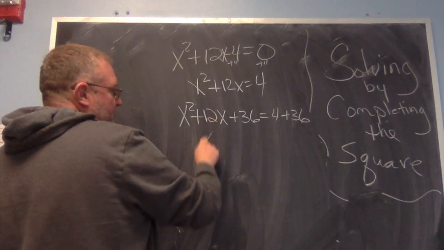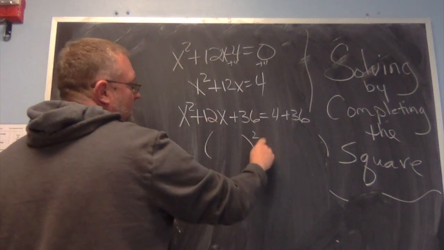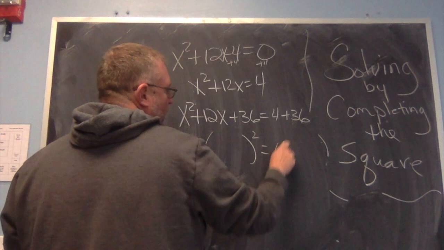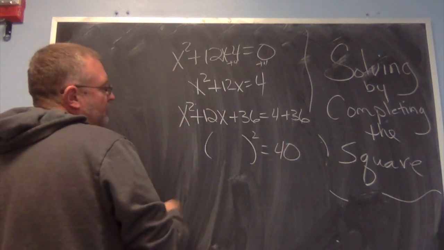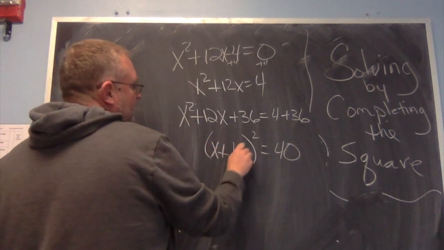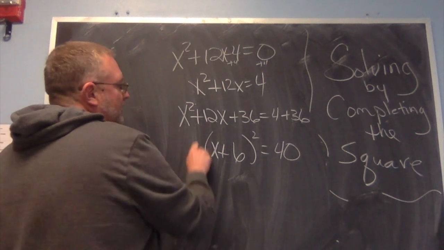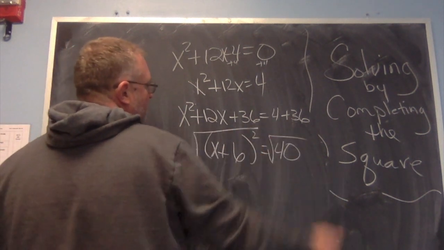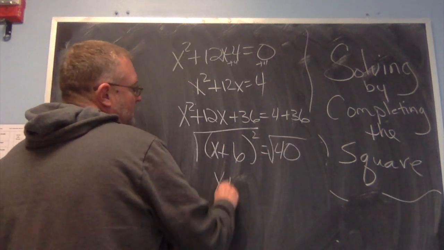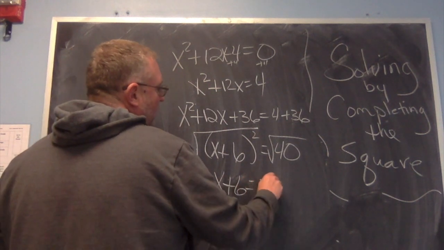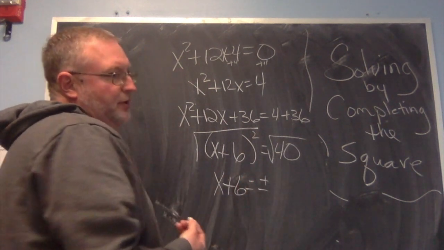Now I'm going to find the perfect square of this. And 4 plus 36 is 40. The perfect square of this is x plus 6. Now I got to find the square root of that, square root of this. Which leaves me with just x plus 6 equals positive negative the square root of 40.